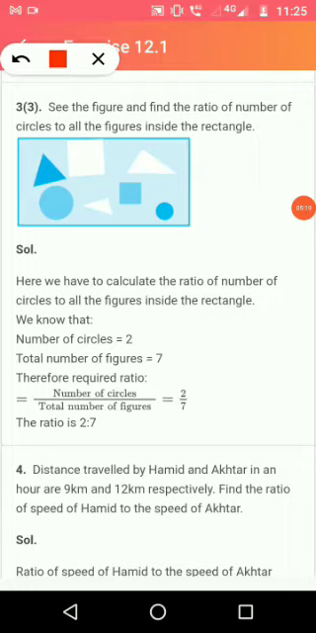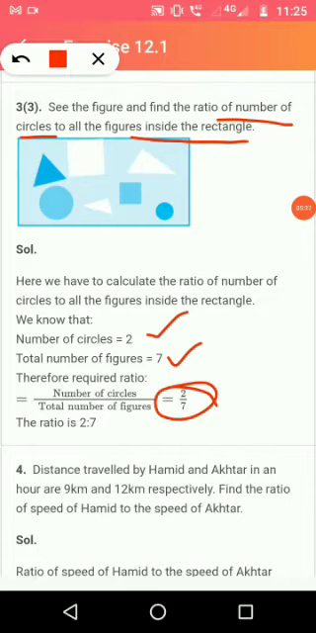Here we need to find the ratio of the number of circles to the total number of figures. How many circles are there? 2. And how many total figures inside the rectangle is 7? 2 is to 7. Right. Coming to the next question. Question number 4.